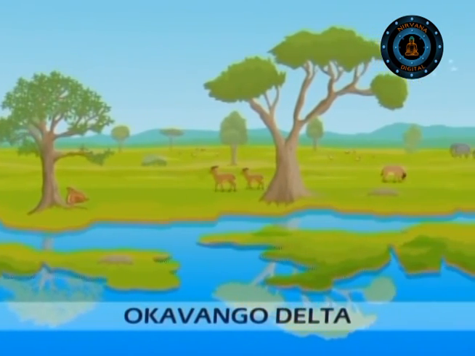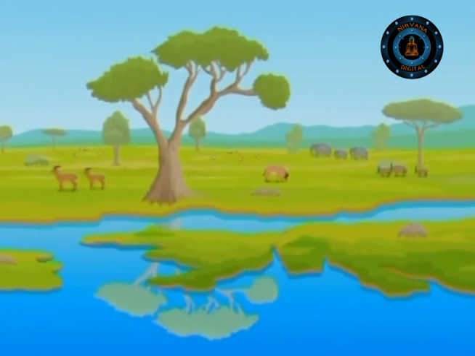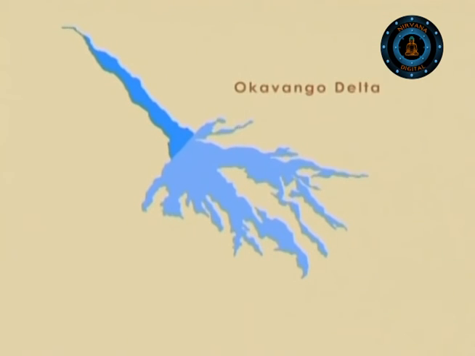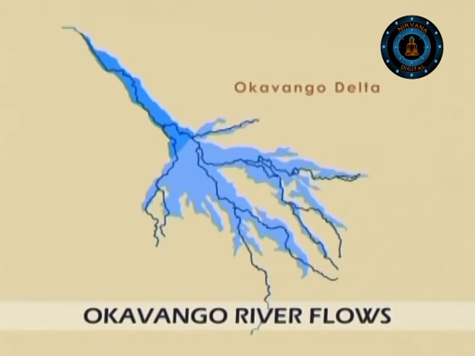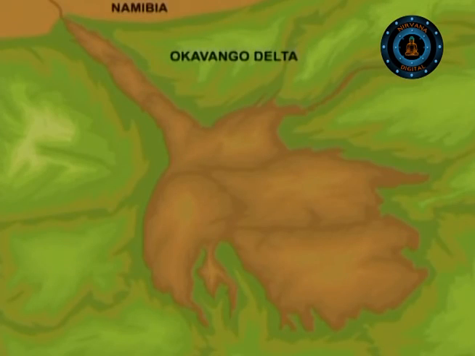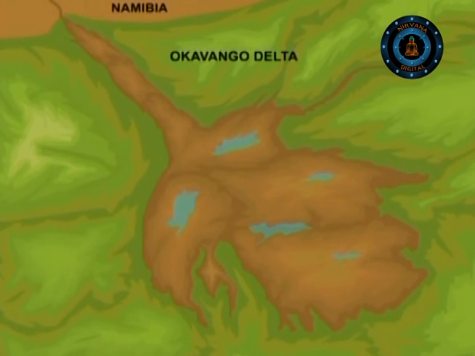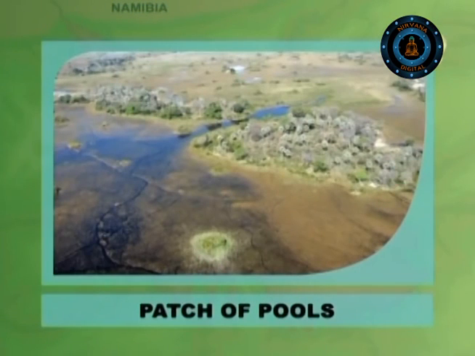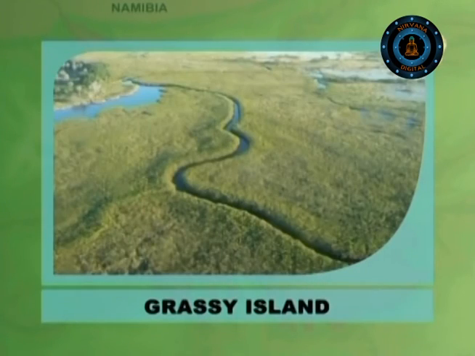Okavango Delta in Africa is one of the wildlife wonders of the planet Earth. While most of the river flows into the sea, Okavango River flows inland and ends in a vast sun-scorched plain. Here, the water spreads out and evaporates, forming the Okavango Delta. From the air, the Okavango Delta appears like a patchwork of pools, rivers, and grassy islands.